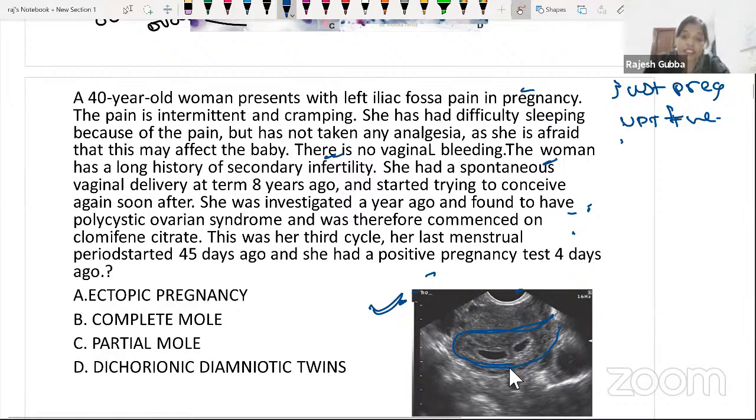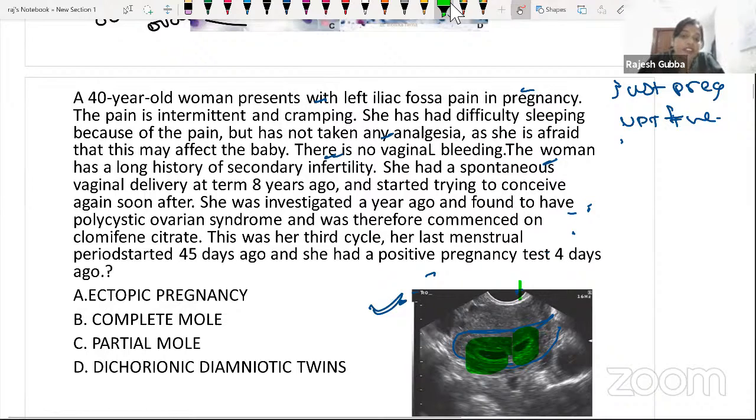Yes, I see two gestational sacs in this image. This is one of the gestational sacs. This is another gestational sac. So I see two gestational sacs separated by a thick membrane. So what do you think is the diagnosis?